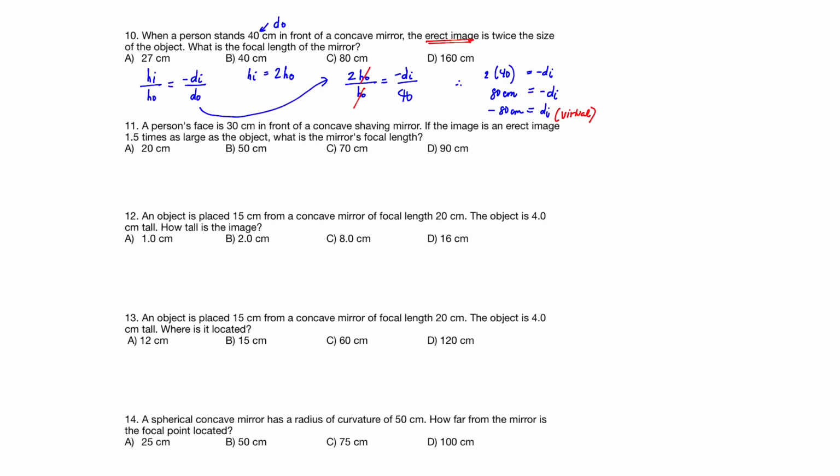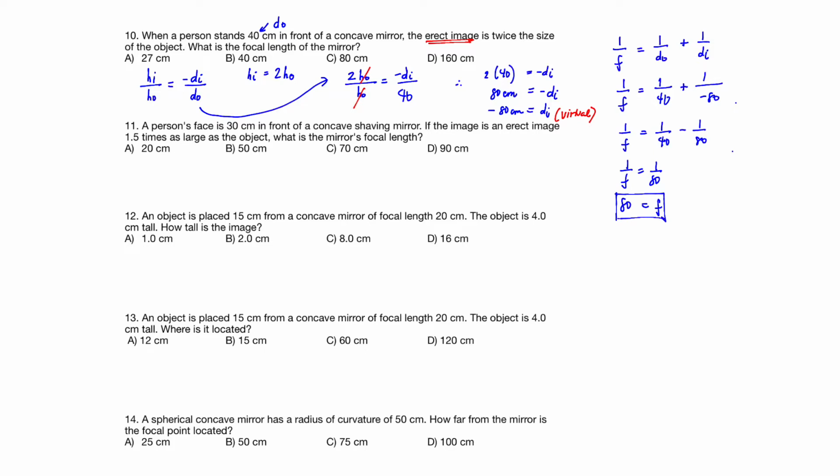Okay? And so what is now the focal length of the mirror? We now have the value of the DO. So we have 1 over F equals 1 over DO plus 1 over DI. And then 1 over F, what is 1 over DO? That is 1 over 40 plus 1 over negative 80. And that in turn is 1 over F equals 1 over 40 minus 1 over 80. And upon pressing our calculator, 1 over 40 minus 1 over 80 would be 1 over 80. And therefore, F equals 80 centimeter.